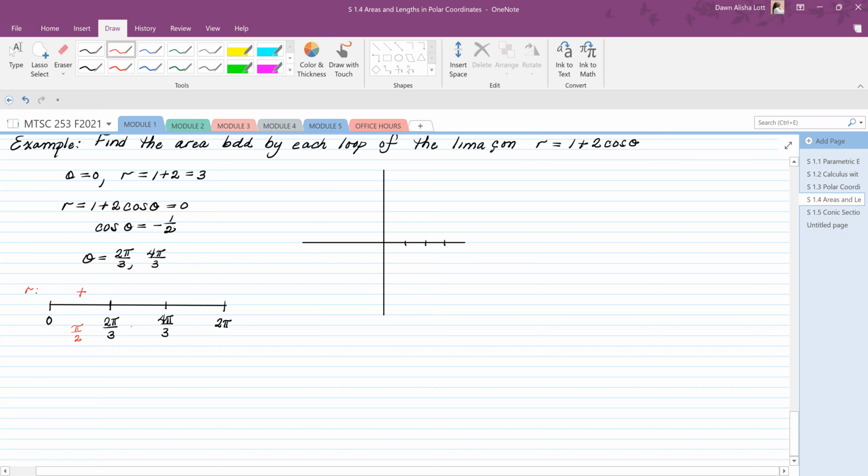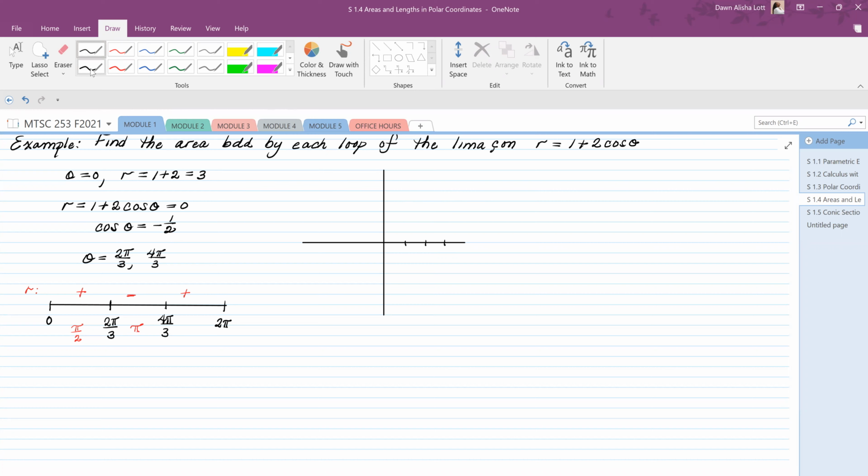If I put in pi, I get r is equal to 1 plus 2 times cosine of pi, which is negative. So r is negative, and then here is positive. So now this is what it lets me see. It lets me see that I can even put in and see what happens at theta equals pi over 2.